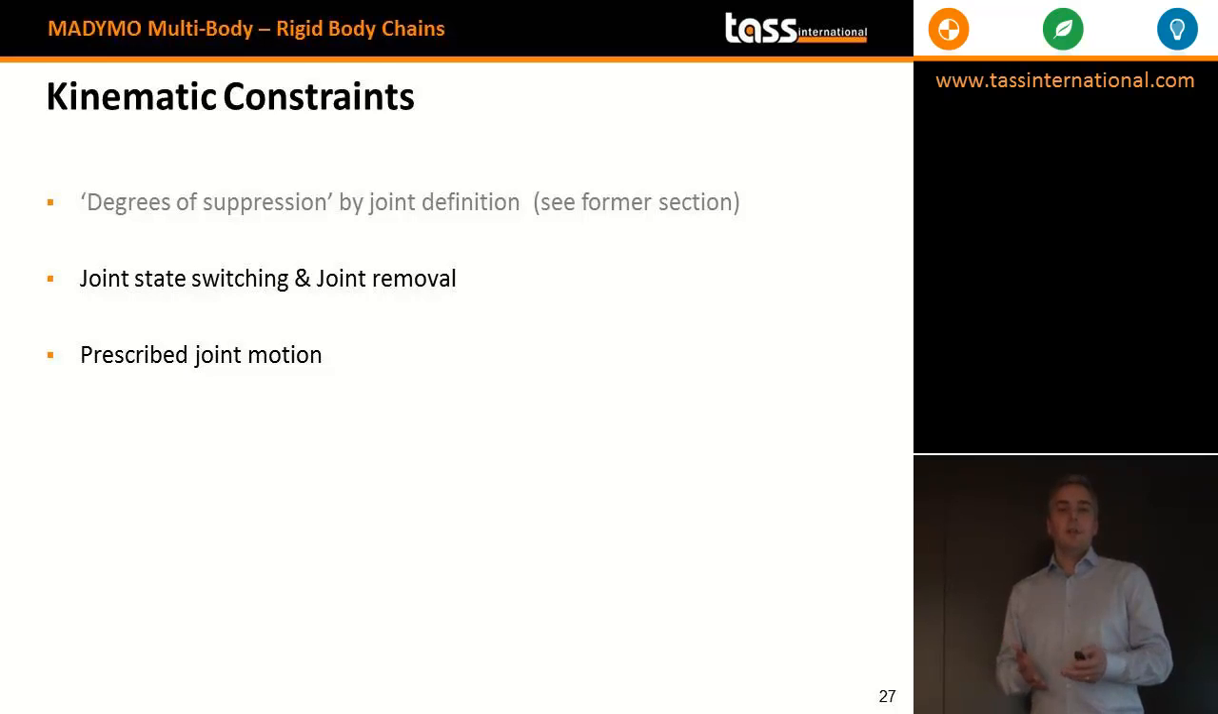On top of that, you can switch the joint states, or you can even completely remove joints during your simulation. So those are changing constraints during your simulation. With joint state switching, we mean the switching between lock and free. And finally, you can have basically a static kinematic constraint by locking it in a certain configuration, but you can also have a kinematic constraint with a varying joint degree of freedom value, and you do that with a prescribed joint motion.